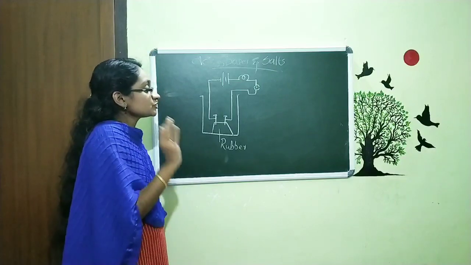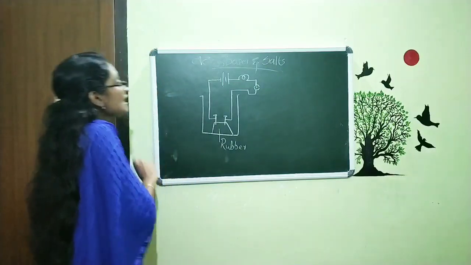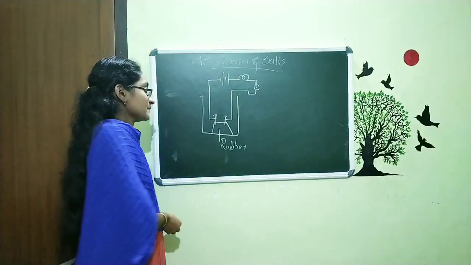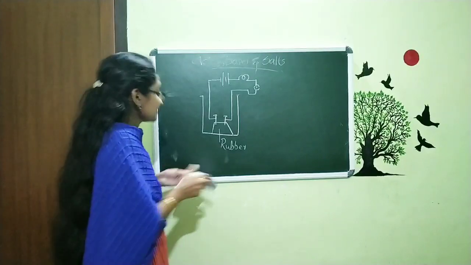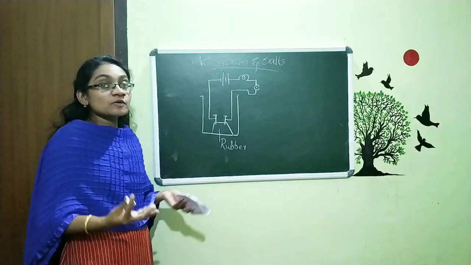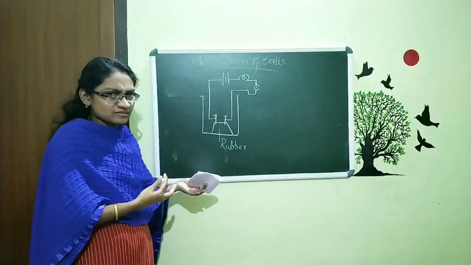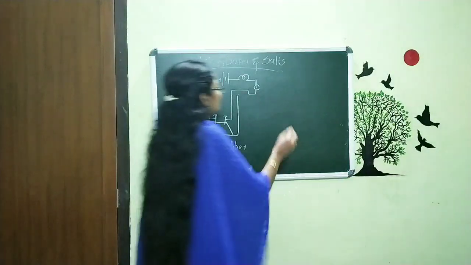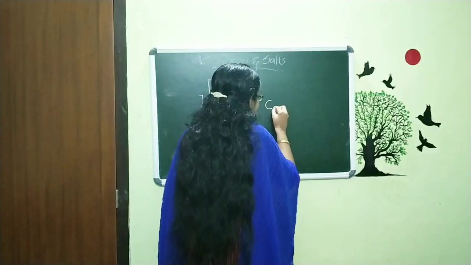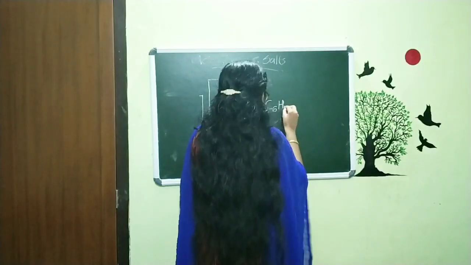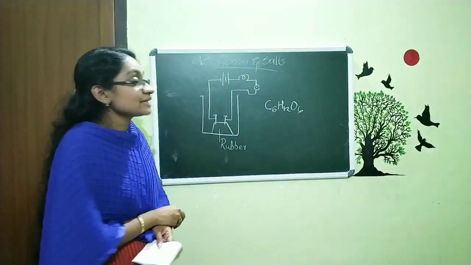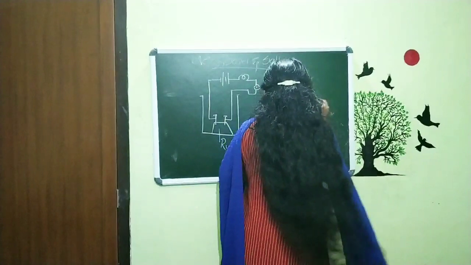Now we are going to do the experiment by adding certain types of liquids in this beaker. Our aim is to check whether all compounds containing hydrogen are acids. We are going to check that. So I am selecting some compounds having hydrogen. The first one is C6H12O6. This is the chemical formula for glucose.